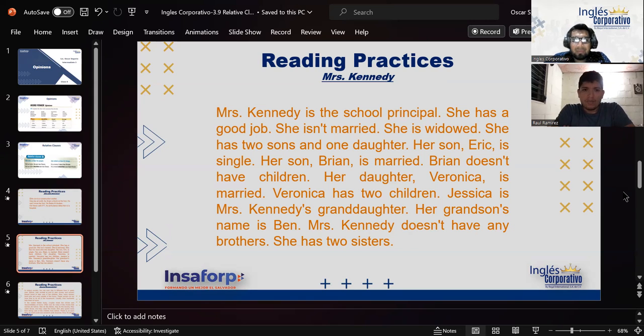She has a good job. She isn't married. She is widowed. Widow, okay. She has two sons and one daughter. Her son, Eric, is single. Her son, Brian, is married. Brian doesn't have children. Her daughter, Veronica, is married. Veronica has two children. Jessica is Miss Kennedy's granddaughter. Her grandson's name is Ben. Miss Kennedy doesn't have any brothers. She has two sisters. Okay, good, very good.